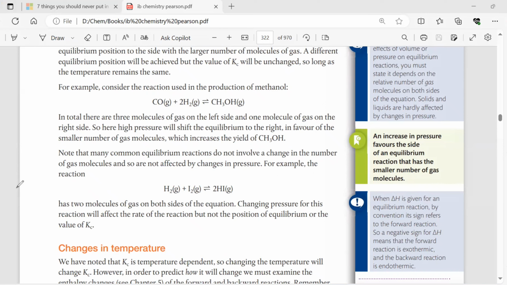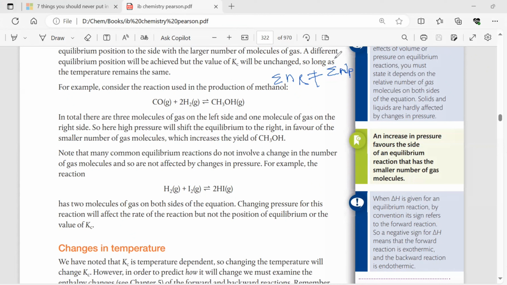Second is that the total number of moles of the reactant should not be equal to the total number of moles of the product. So this is very important: whenever we are seeing pressure change, the total number of moles of the reactant and the total number of moles of the product should not be equal, and the reactant and product should be gases.